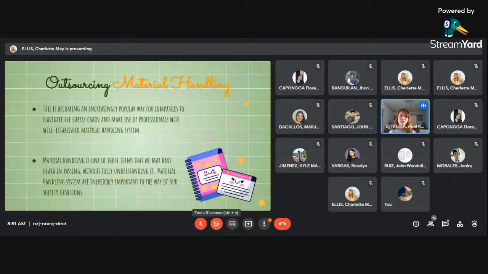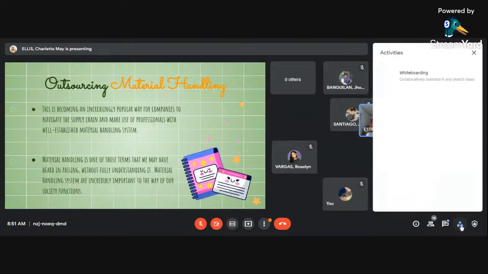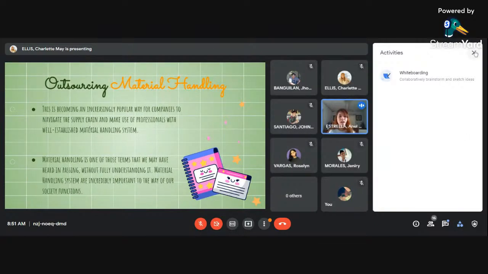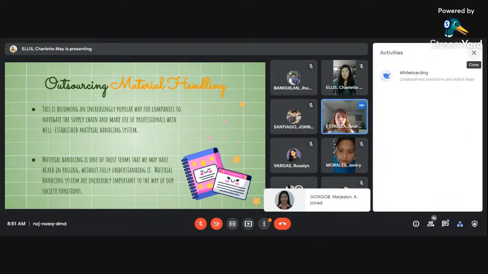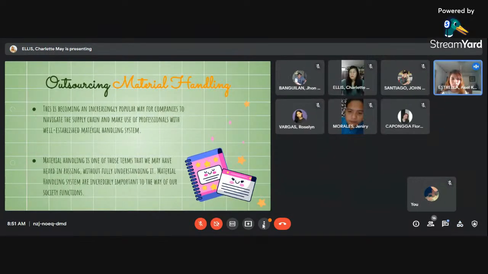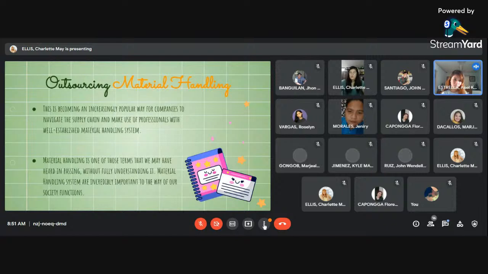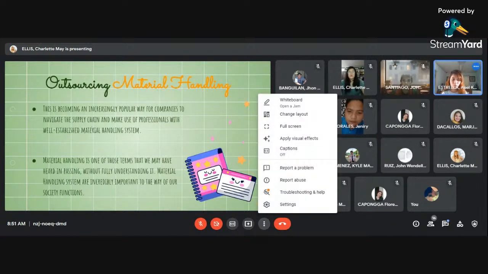Outsourcing material handling is becoming an increasingly popular way for companies to navigate the supply chain and make use of professionals with well-established material handling systems. Material handling is one of those terms that we may have heard in passing without fully understanding it. Material handling is incredibly important to the way our society functions.